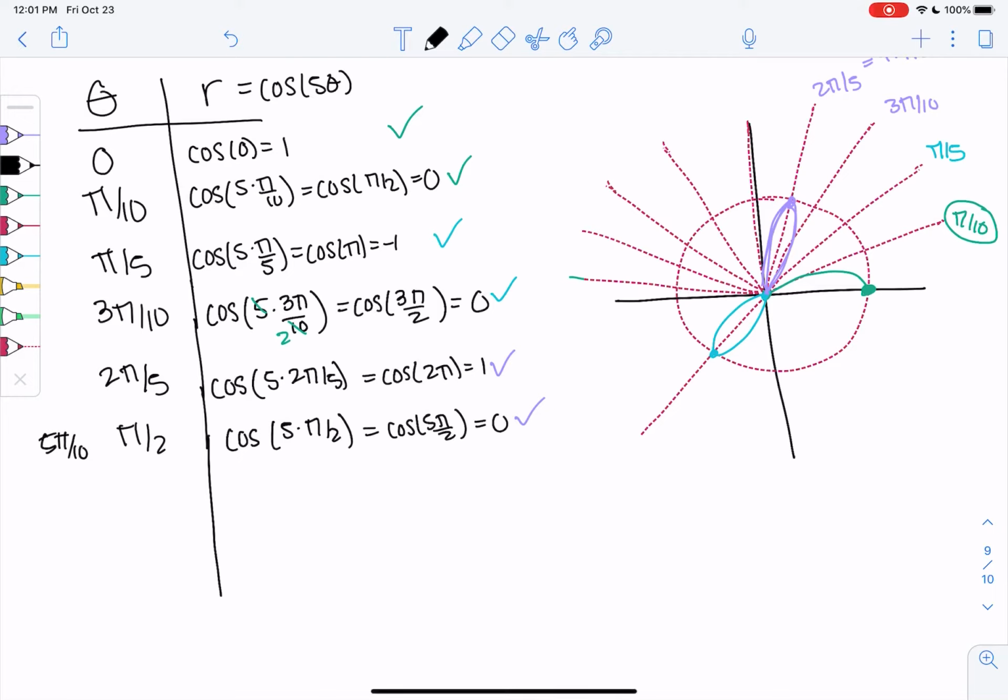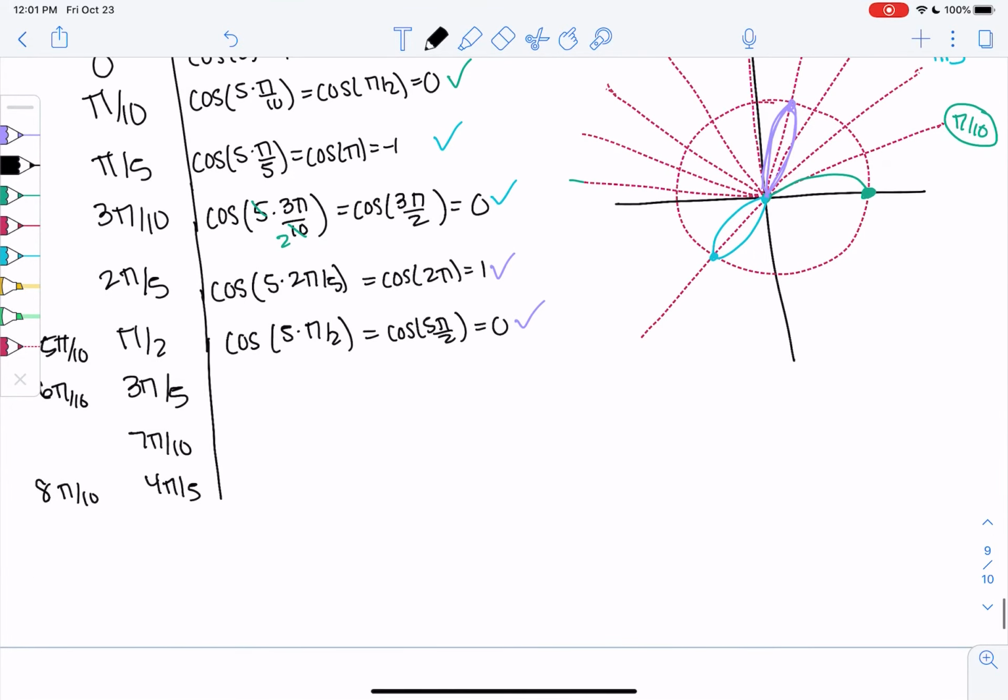So the next one would be 6 pi over 10, which is 3 pi over 5. 7 pi over 10, 8 pi over 10, which simplifies to 4 pi over 5, 9 pi over 10, and then 10 pi over 10, which is pi. So we'll find out that stopping at pi is usually far enough.